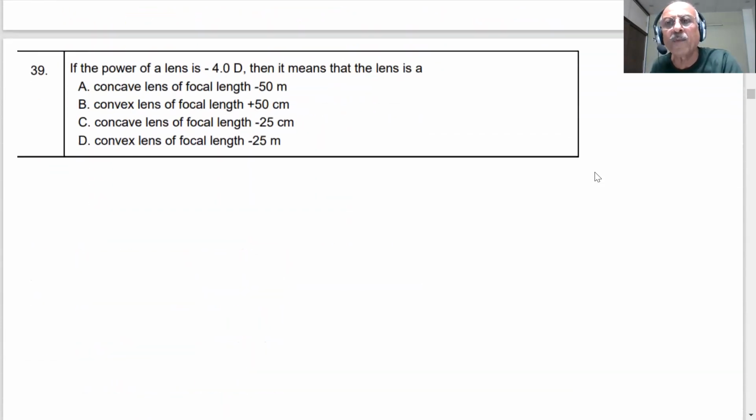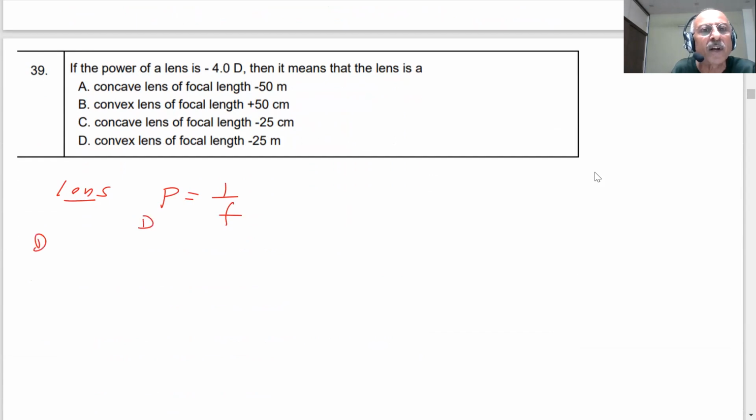Now let us come to some more interesting questions, student. Now we are coming to question number 39. Pay attention. I always say, student, pay attention to each and every question before you answer. Power of a lens, student. You have studied the lens formula. What is the formula for the power of a lens? Power of a lens is defined as 1 by f. The unit is D, the diopter, and f is in meters. So power is 1 by f, student.